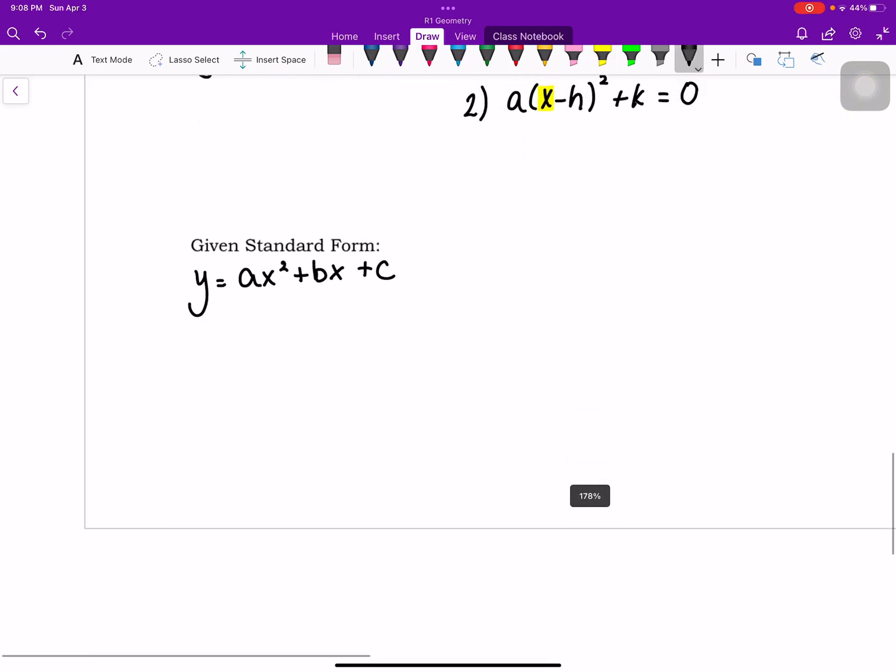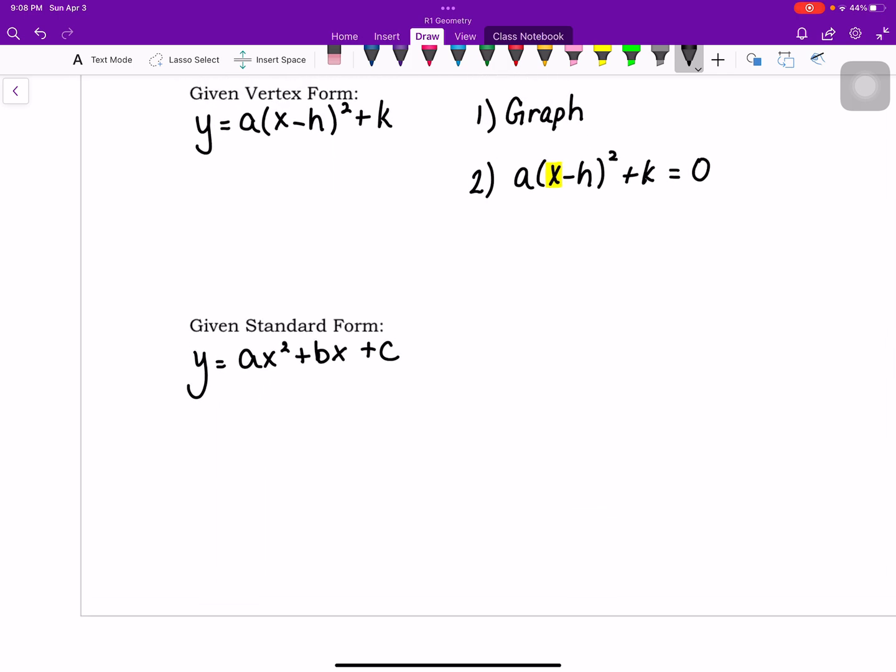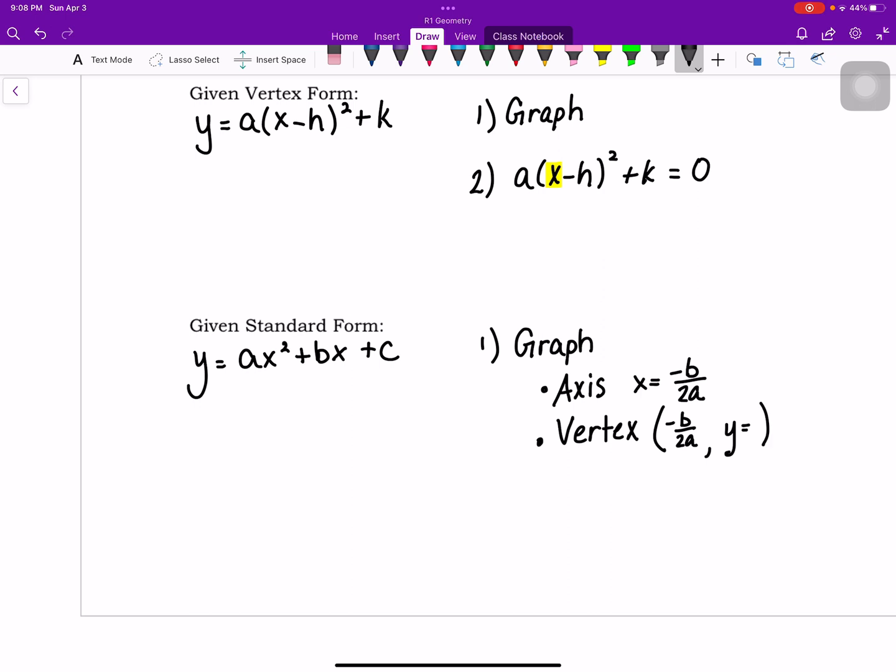Now, if we're given something in standard form, number one, we can graph it, but in order to graph it, we have to remember to find our axis of symmetry. That's x equals negative b over 2a. After we find that, we've got to find our vertex. That's when we plug that x number in and find out what our y is equal to. After that, we're able to graph it just like we did above. But those two steps have to be taken before we can graph them.